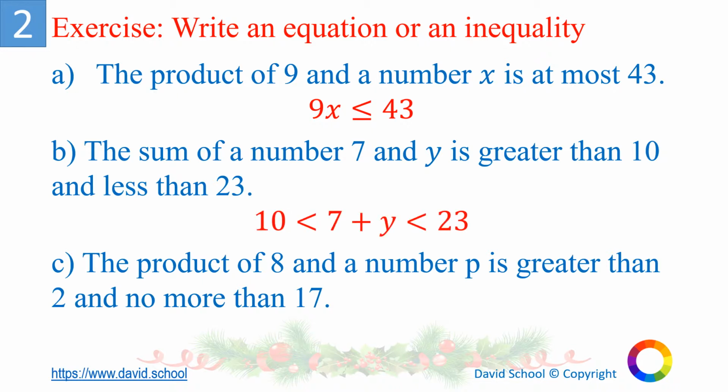The product of 8 and the number p is greater than 2 and no more than 17. No more than 17 means it can be maximum 17 or less. Therefore, 8p is in between 2 and 17, but it should be maximum 17 or less. Some more examples.